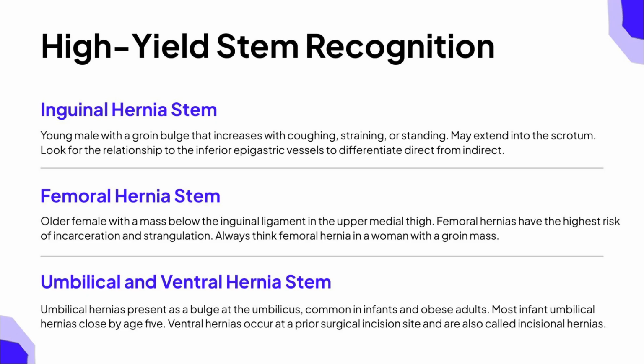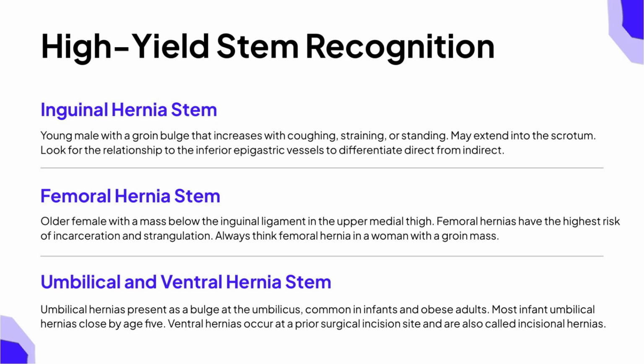For femoral hernias, the classic stem is an older female with a mass below the inguinal ligament in the upper medial thigh. This is critical because femoral hernias carry the highest risk of incarceration and strangulation of all hernia types. Whenever you see a woman with a groin mass, femoral hernia should be high on your differential.